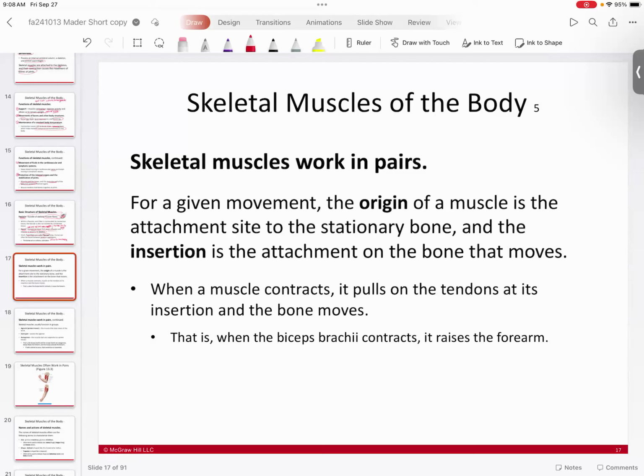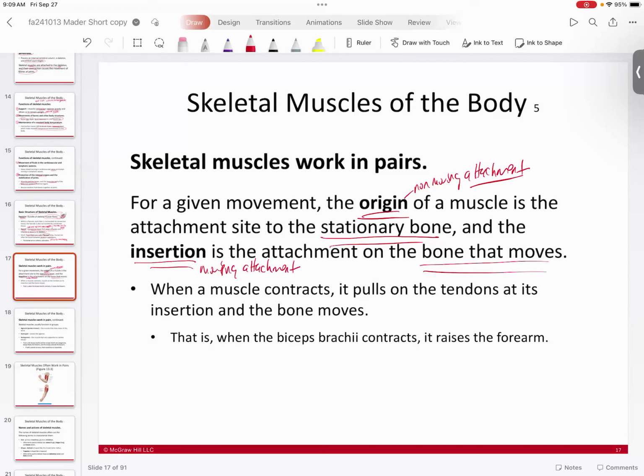So muscles tend to come in pairs. Number one, in order to move a muscle, you have to have a reference point. For instance, if you want to move a bone, then you have to have a couple of points of attachment. The first point of attachment, called the origin, is going to be the stationary point. This is basically the bone that doesn't move. And then the other attachment that the muscle will make is called the insertion. So this is basically going to be the moving attachment. And this will basically move the bone.